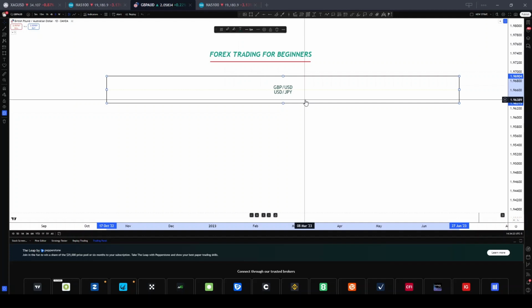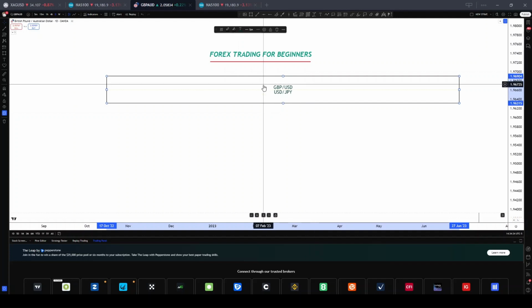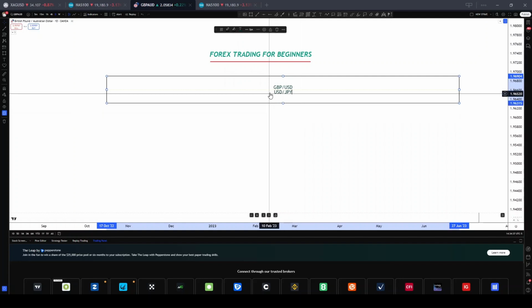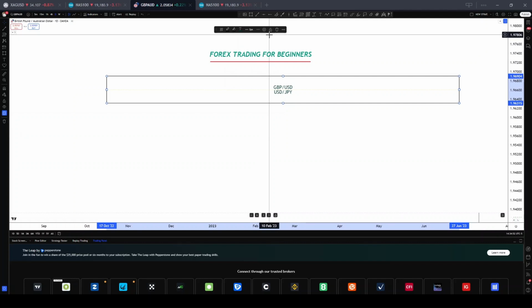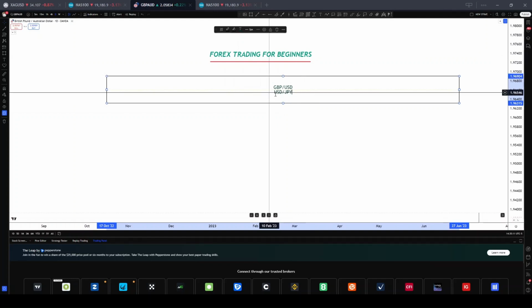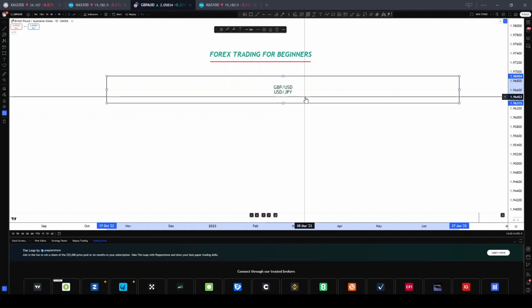As was explained earlier, you want to buy a currency at its lowest price and sell that currency at its highest price. So in the case of GBP USD, with GBP as the base currency, you would want to buy the British pound when the price is very low and sell the British pound when the price is very high. Buying the British pound simply means you are also selling the US dollar. Selling the British pound means you're buying the US dollar, and vice versa with the USD JPY. All right.